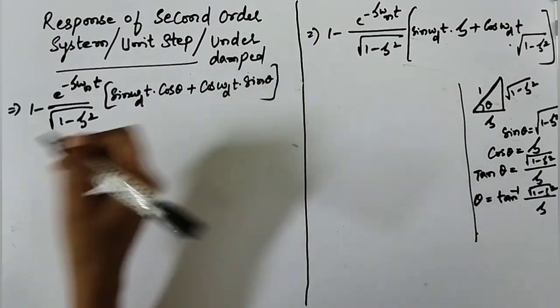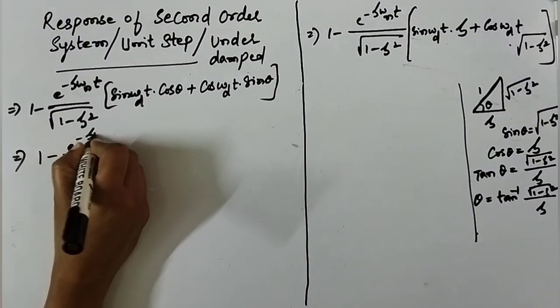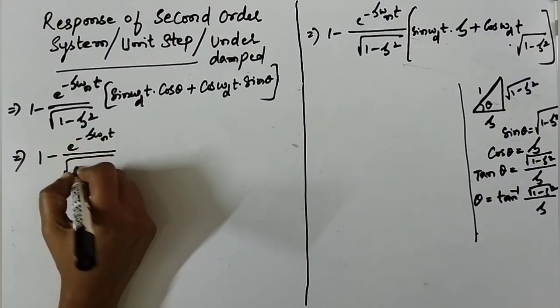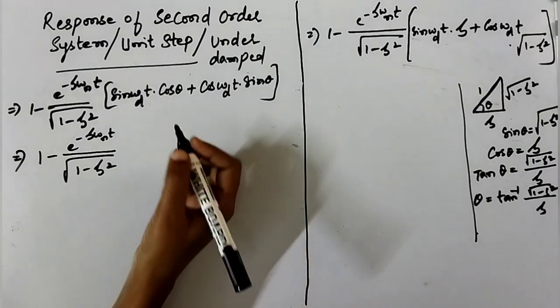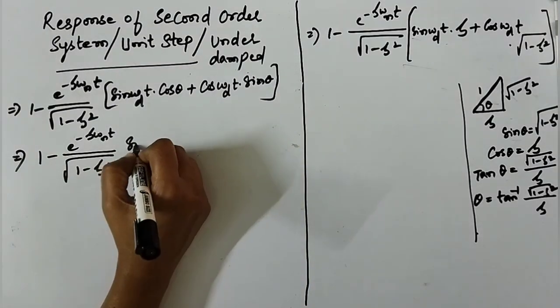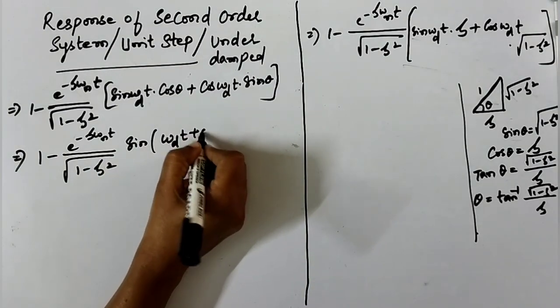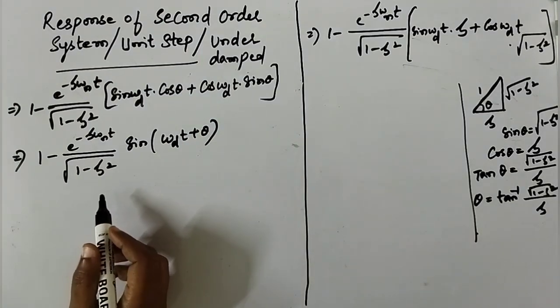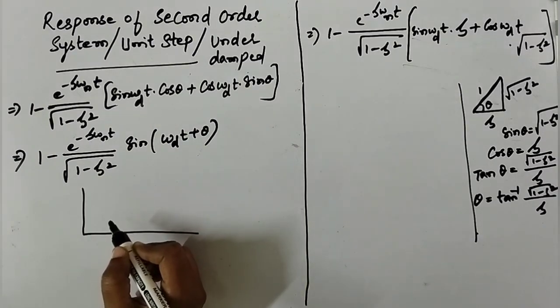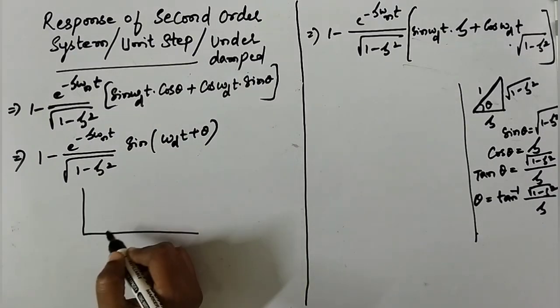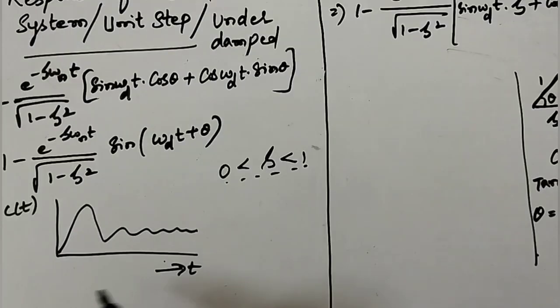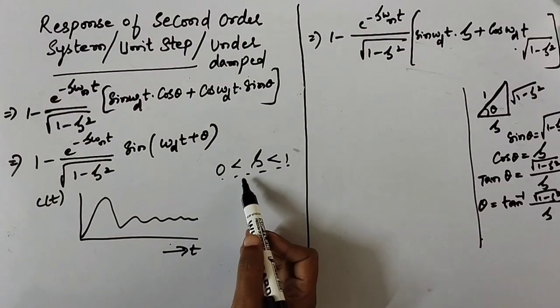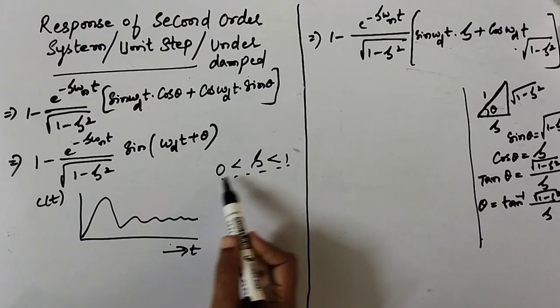Okay, that would be e power minus zeta omega n into t by root over 1 minus zeta square, sine of (omega d t plus theta). Now here, if you go for an underdamped case response for a second order system, the response would be oscillating before settling to a final value. Okay. Again, the oscillations will depend on the value of zeta lying in between 0 and 1.